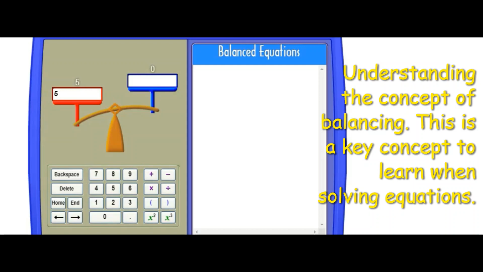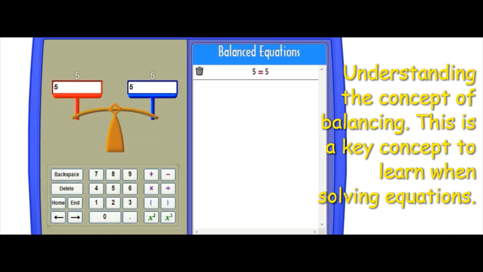So if I add 5 to this side, you note that the scale here is not balanced anymore, right? Because 5 is not equal to 0. So to balance this side of the scale, I need to add 5 as well. So note there that my scale is now balanced because 5 is equal to 5. And you can see over here where it says balance equation that 5 is equal to 5.